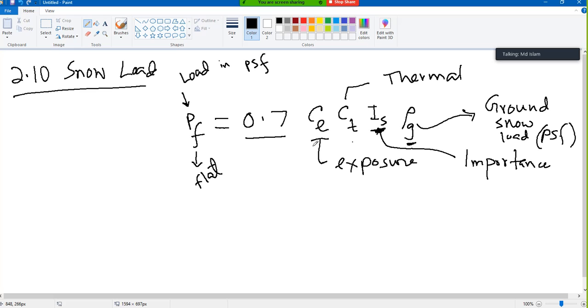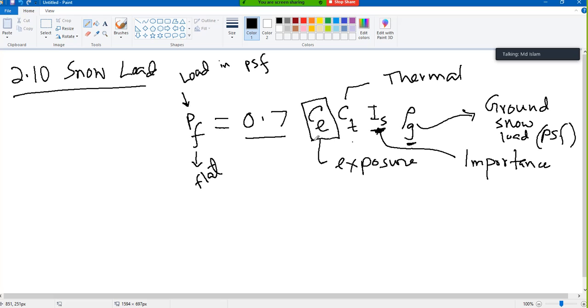That is number one. Number two, on the other hand, if there is wind, there will be more snow because more snow will come. And also, if there is shelter on top of your building, like a tree, there will be less snow. So that kind of shelter is also important. So this Ce considers both your surroundings and your top, whether there is any shelter or not.